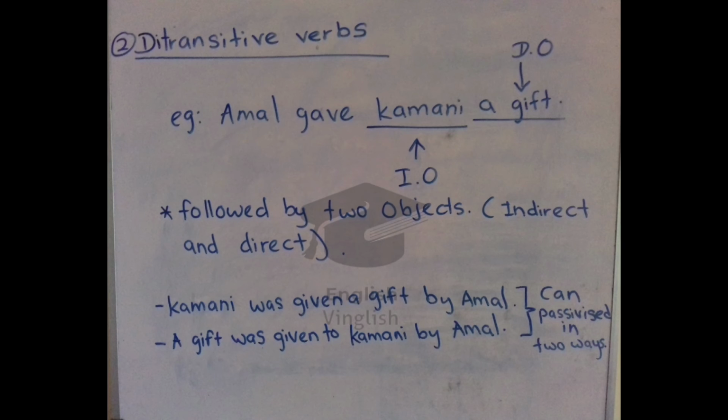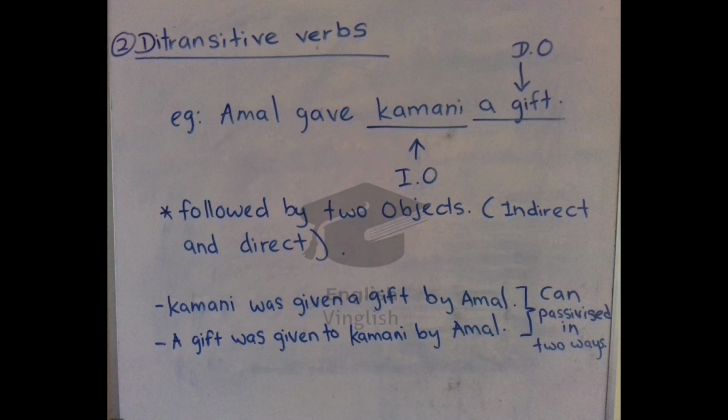Second one, ditransitive verbs. So it has two objects. Those verbs are followed by two objects. For example, Amal gave Kamini a gift. So the verb is gave. It is followed by two objects, an indirect object and a direct object, right? So these types of sentences we can passivize in two ways, as Kamini was given a gift by Amal as well as a gift was given to Kamini by Amal.